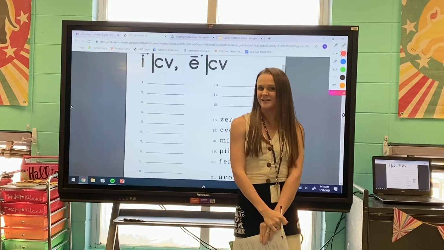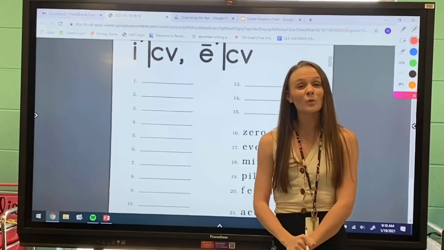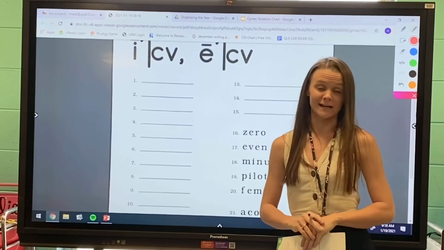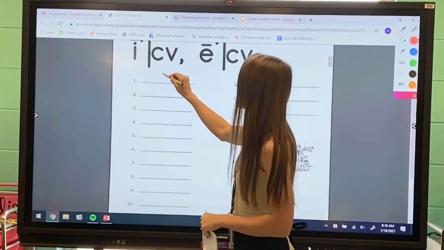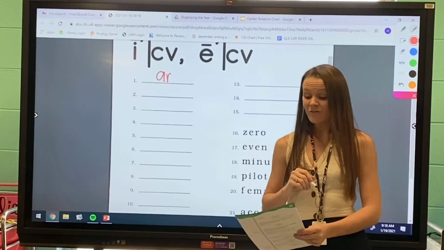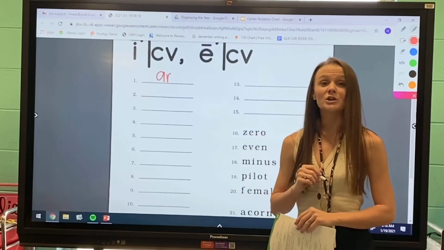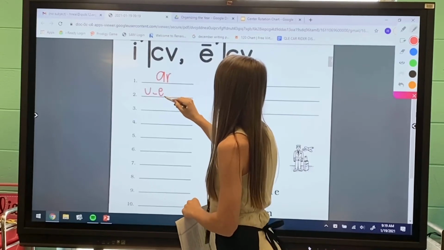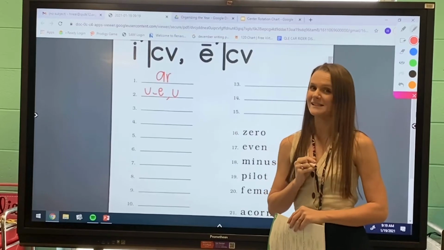We're going to jump right on into our worksheet this morning and practice some letter sounds. Here we go. For number 1, I want you to write the letter or letters that makes the R sound. R. Yes, A-R makes the R sound. For number 2, our sound is U. U. We have U, consonant, sneaky E, and letter U by itself can make the long U sound.